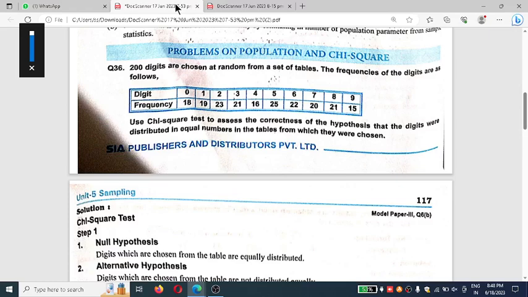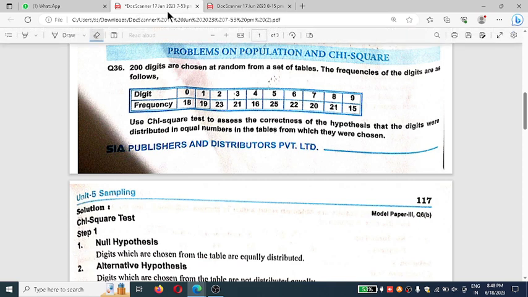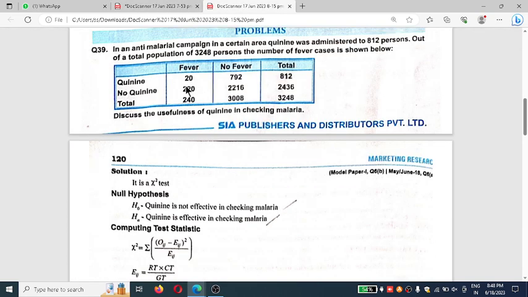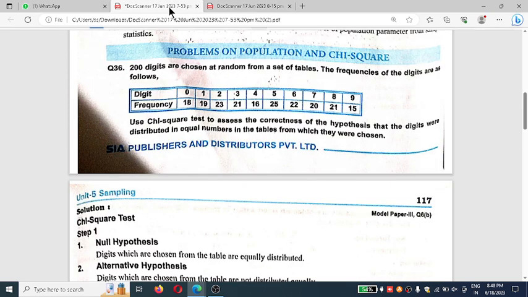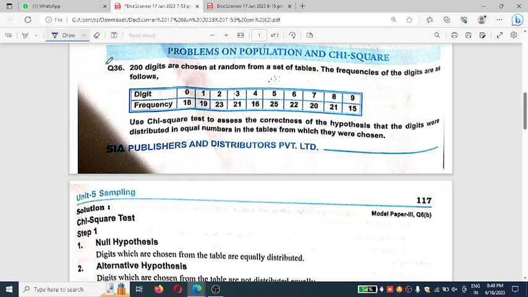Hello students, in this video I am going to discuss chi-square test problems. One type of problem is row wise, and the other is row and column wise. The first one I am going to discuss is the row wise, this single one.